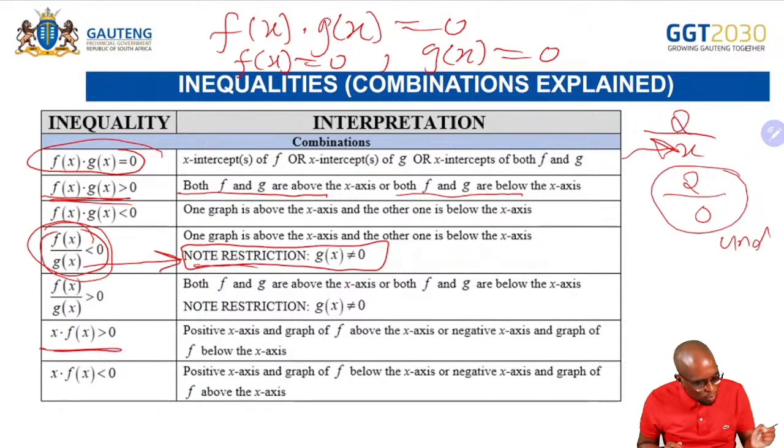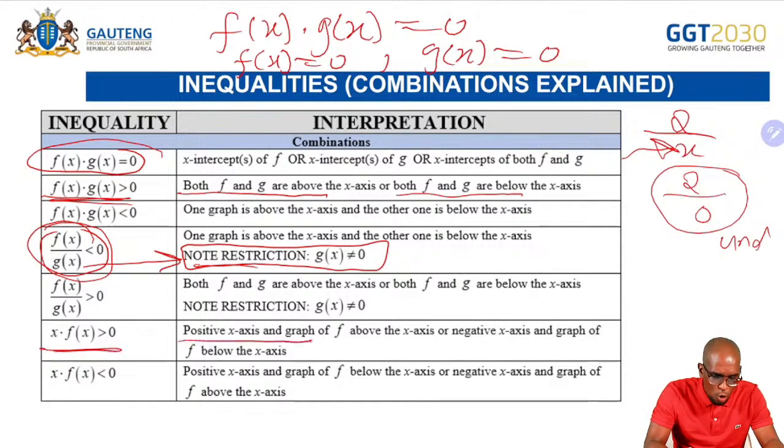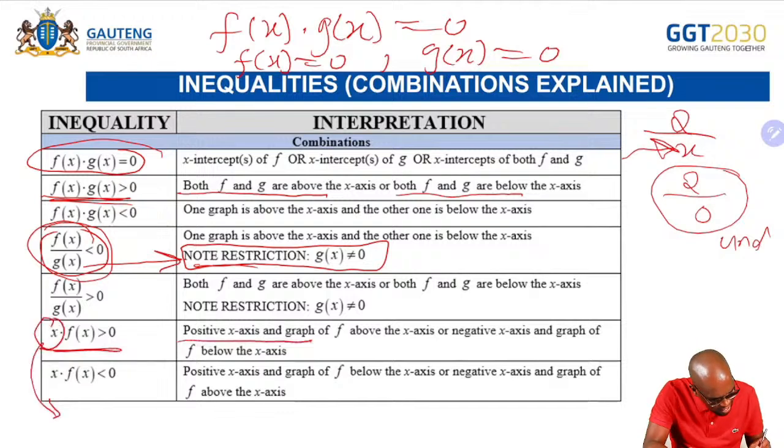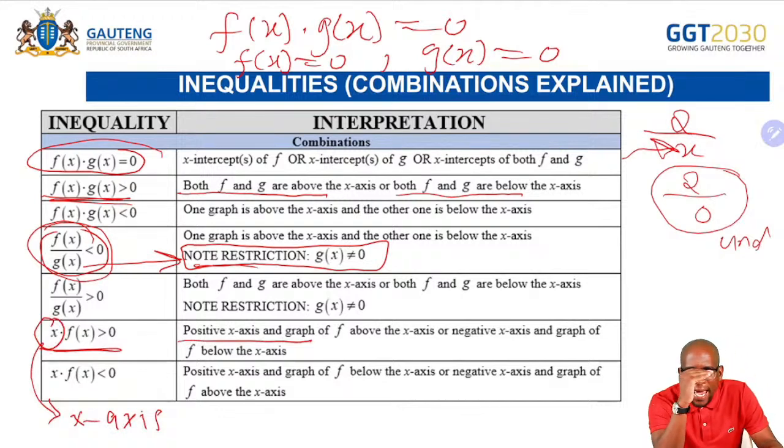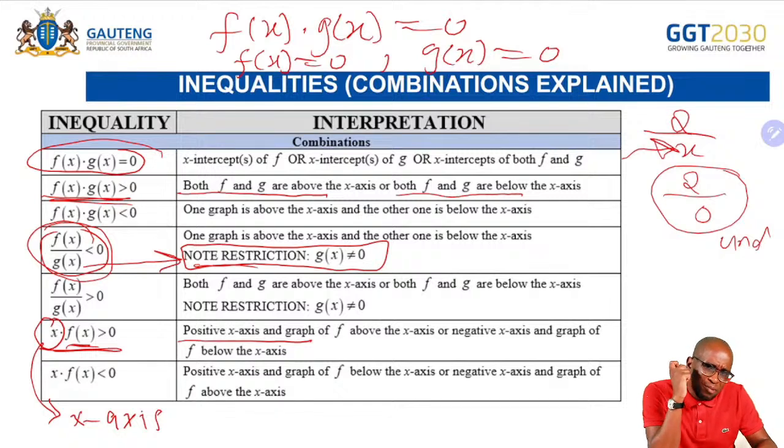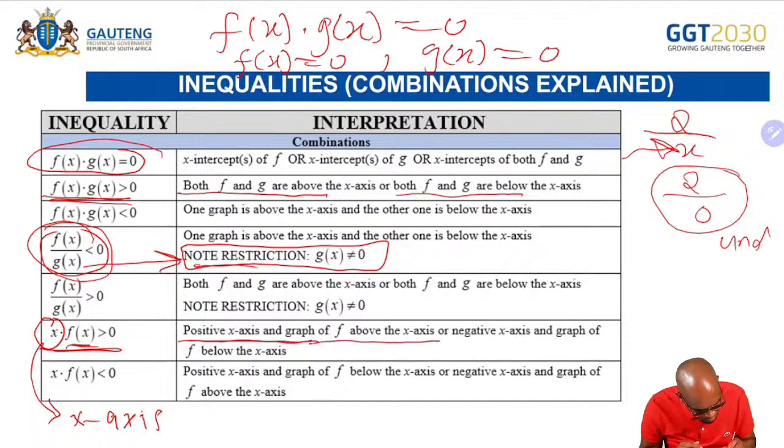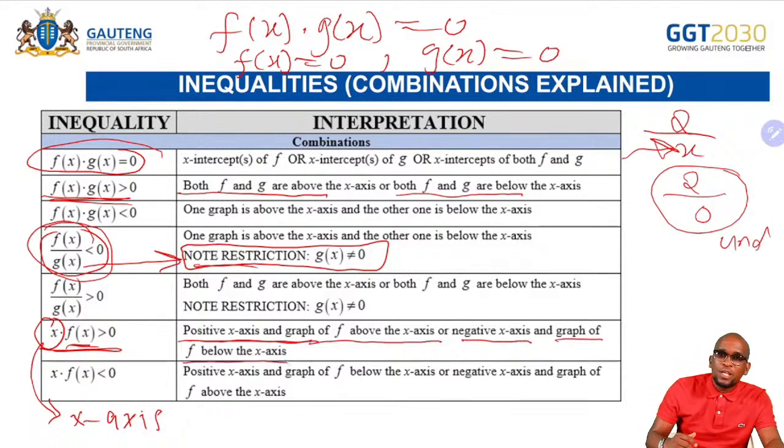Now let's look at this one now. X times f of x is greater than 0. It simply means now you are combining the x-axis. This x represents what we call now the x-axis. We are now combining the x-axis with the graph of f. And you want to find a region where the x-axis and f are both positive or both negative. That's why here I'm saying positive x-axis and the graph of f above the x-axis, or negative x-axis and the graph of f below the x-axis.